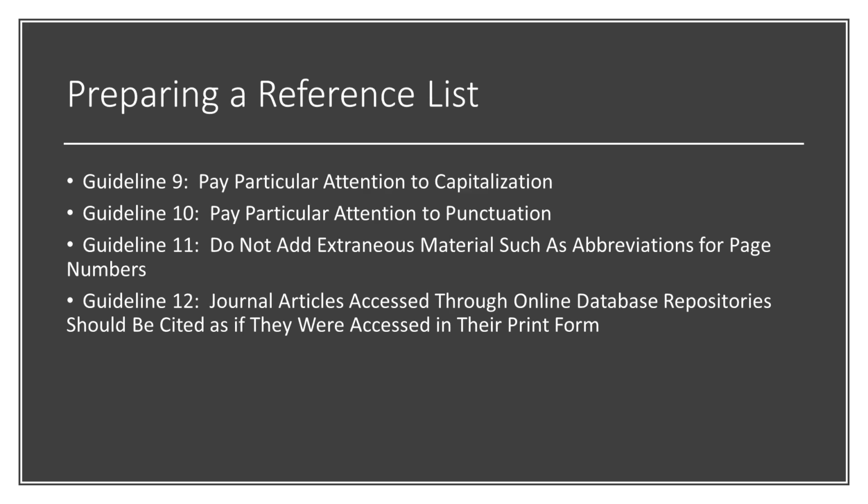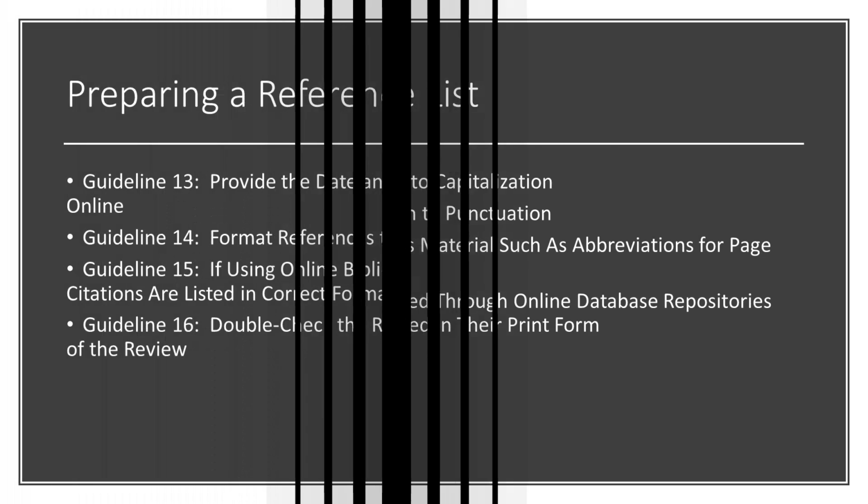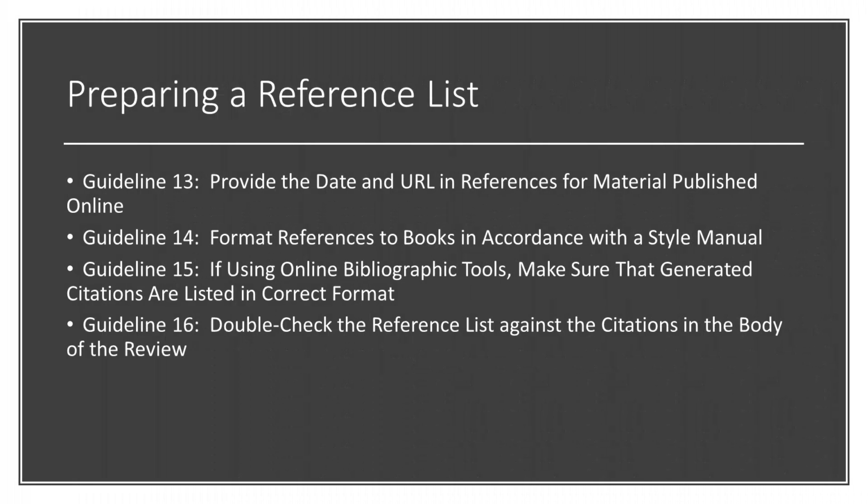Guideline number 12, journal articles accessed through online database repositories should be cited as if they were accessed in print form. Do not cite journal articles accessed through online databases as websites. For journal articles accessed through online repositories, such as PsycINFO, you must cite the source as if it were viewed in print form, as if you actually went to the library and looked at it. Guideline number 13. Because material published online may be modified periodically, it is important to include the date on which the online material was retrieved. So again, provide the date and the URL in the references for the material published online.